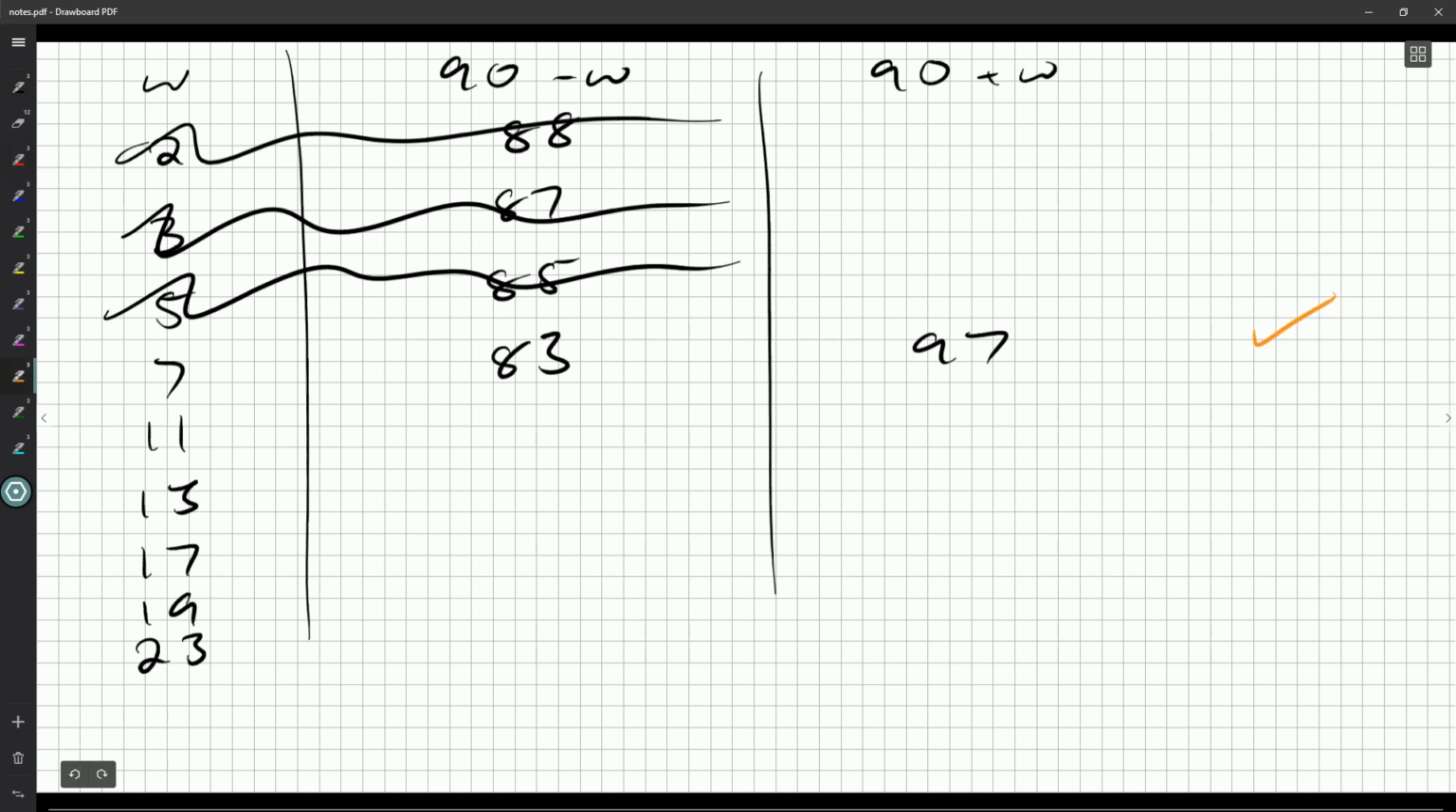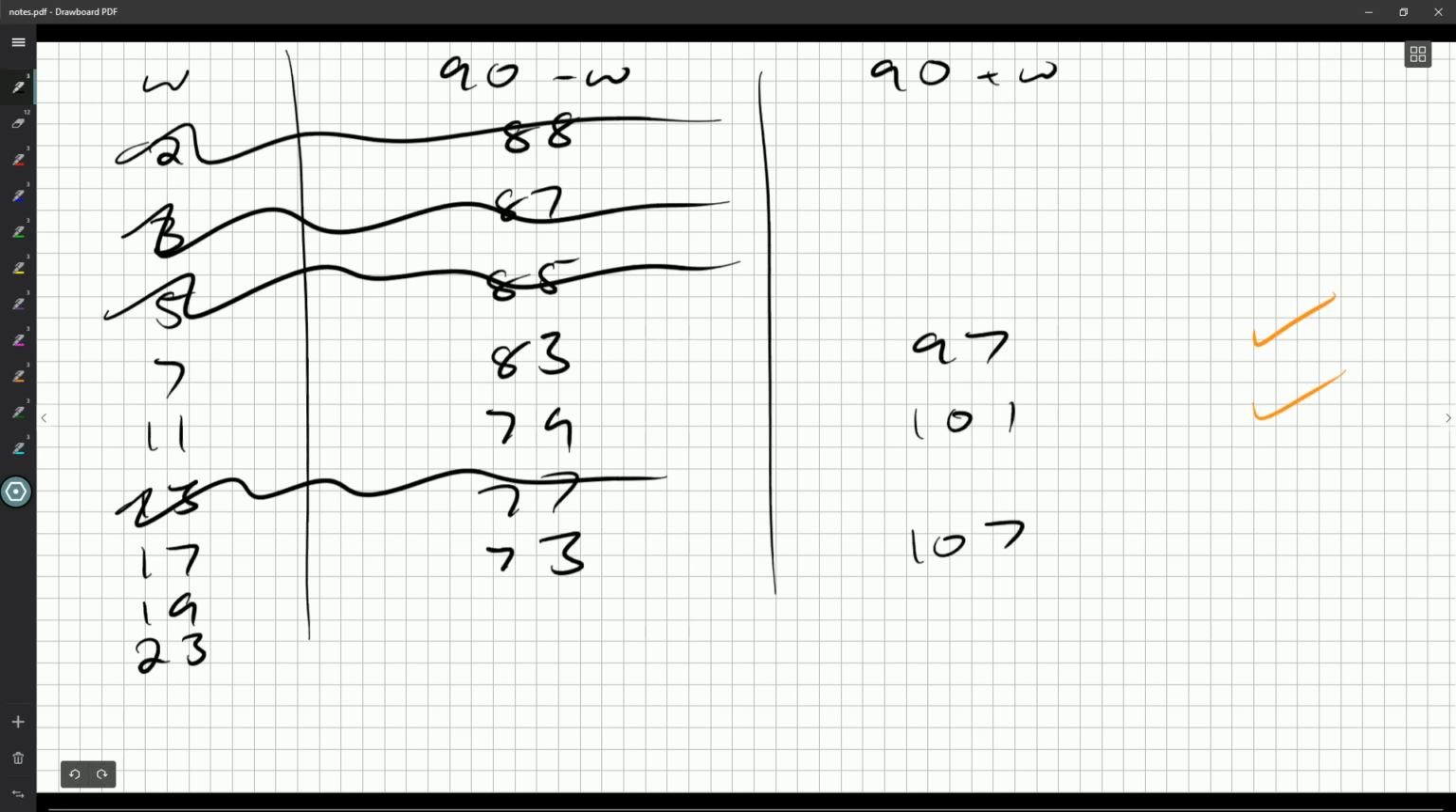So there's another one, so now we're up to 2. 90 minus 11, that's 79, plus 11 is 101. Those are both primes. So that's 3 scenarios, 3 cases. 90 minus 13 is going to be 77, which is a multiple of 11, so that one doesn't work. 90 minus 17 would be 73, that's a prime. 90 plus 17 would be 107. Also a prime.